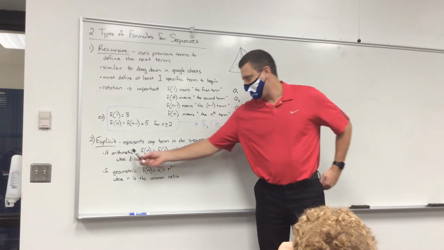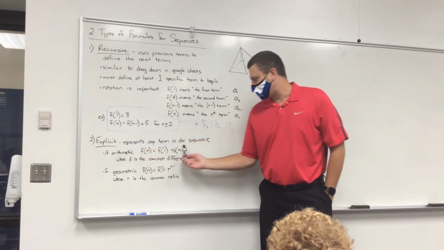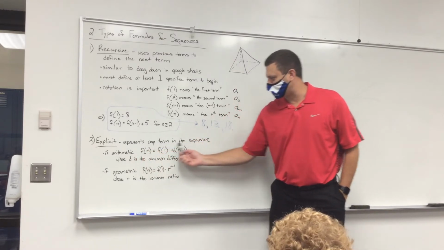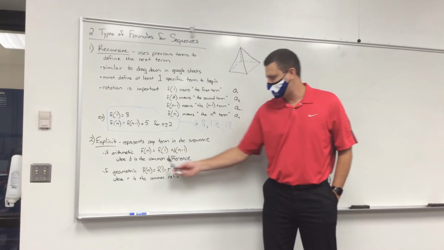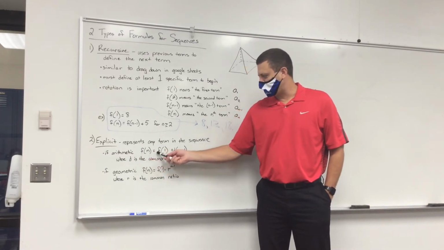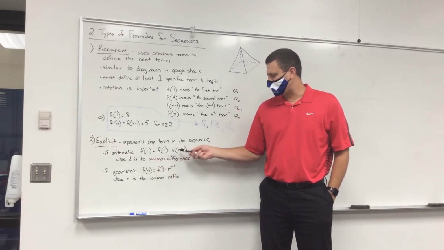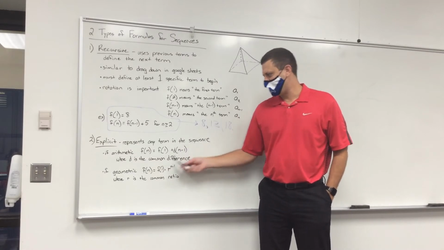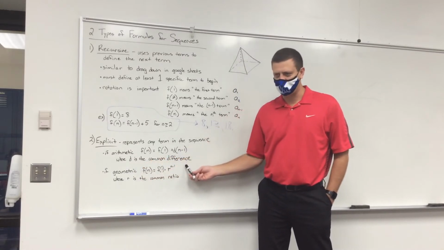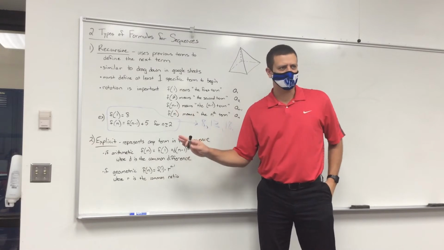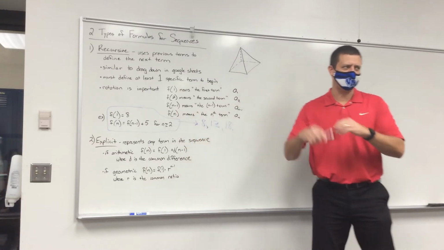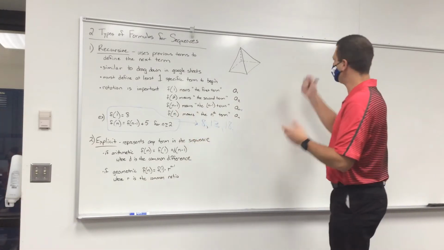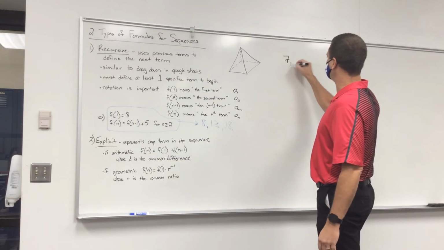If you have an arithmetic sequence, you can write the explicit rule using this formula right here. f(n) equals f(1) plus d times (n minus 1), where d represents the common difference. Might look a little confusing, but if I explain it one time, I think you'll find it's really pretty simple. Let's take this sequence for example.